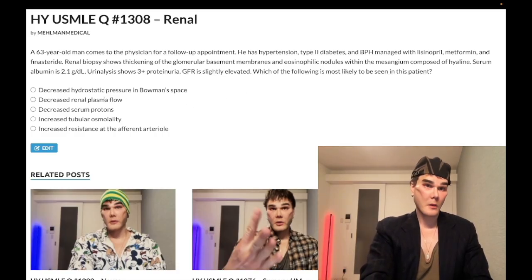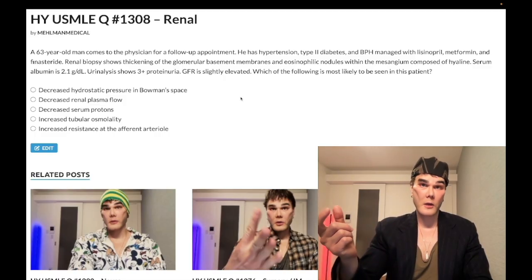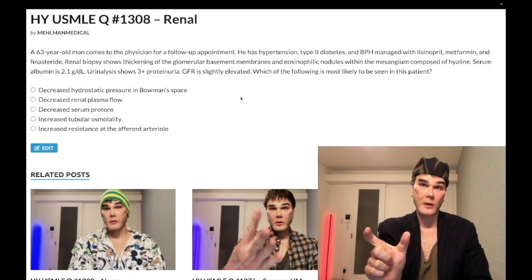Choice B, decreased renal plasma flow. Wrong answer. Diabetes in and of itself doesn't necessarily cause decreased renal blood or plasma flow. Choice B is an important answer for NSAIDs, right? Prostaglandins are going to maintain patency of the afferent arterioles going to the kidney, and NSAIDs will, the answer on NBME is, inhibit the synthesis of vasodilating prostaglandins at the afferent arterioles.